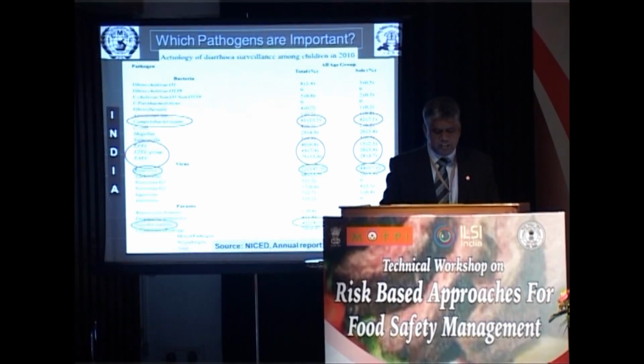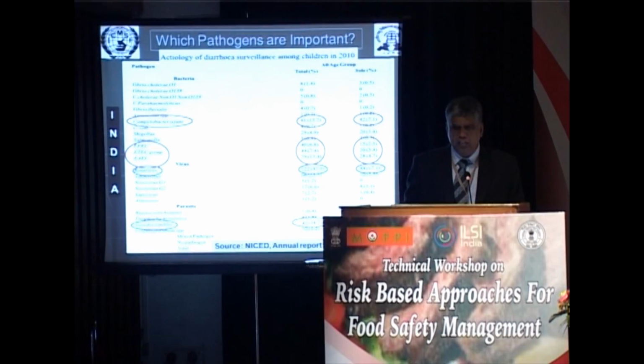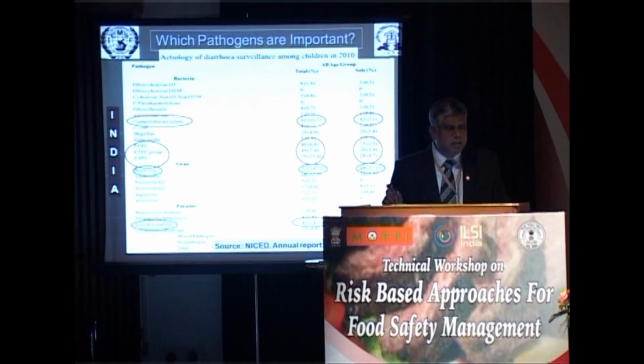And you can see here that the E. coli group, different kinds of E. coli, are by far the largest group of pathogens causing the largest number of diarrheal diseases, either in total or as a sole agent. Second will be Campylobacter. Among viruses, rotaviruses are most important. And in case of parasites, giardiasis and amoebiasis are important pathogens for diarrhea.